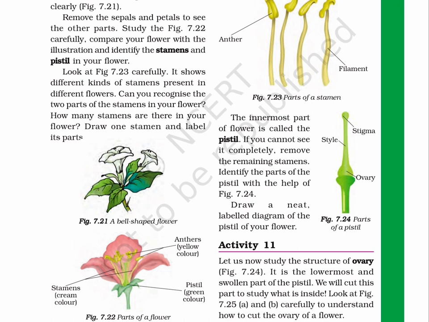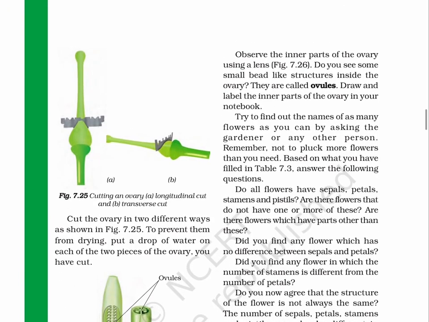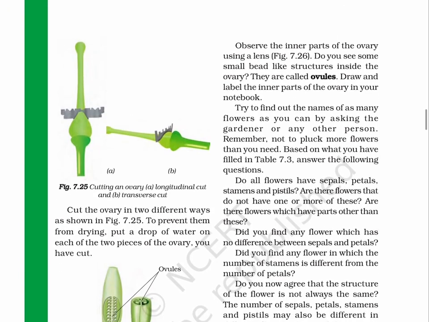Activity 11. Let us now study the structure of ovary. Figure 7.24. It is the lowermost and swollen part of the pistil. We will cut this part to study what is inside. Look at figure 7.25a and b carefully to understand how to cut the ovary of a flower. Page 62. Figure 7.25 shows cutting an ovary.